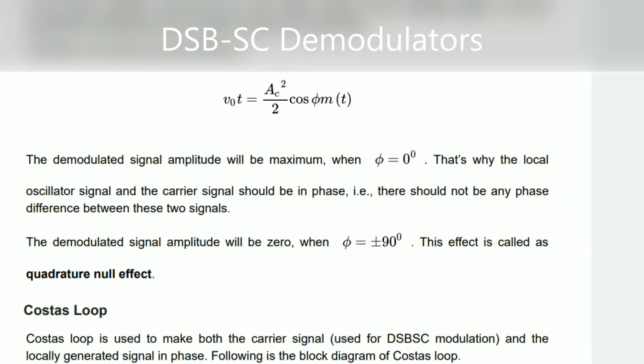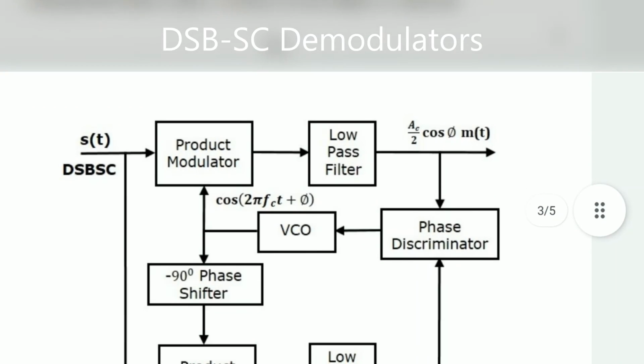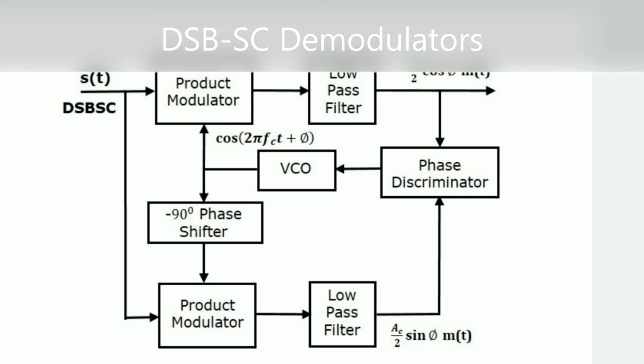Okay, next type is the Costas loop. Here both the carrier signals which were used in modulation will be used in the demodulation also, but with a phase difference. So see the block diagram here. Two product modulators are used, an upper one and a lower one, and there will be a carrier signal given through a VCO, that is a voltage controlled oscillator, which gives the carrier signal to the upper product modulator and the 90-degree phase shifted signal to the lower product modulator.